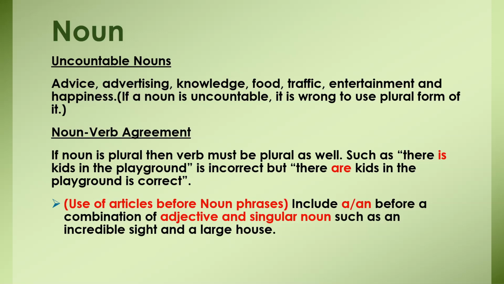Now next is where we can use the articles, means use of articles before noun phrases, where we can include a and an. We should include a and an before a combination of adjective and singular noun. For example, an incredible sight, a large house, a delicious steak, etc.